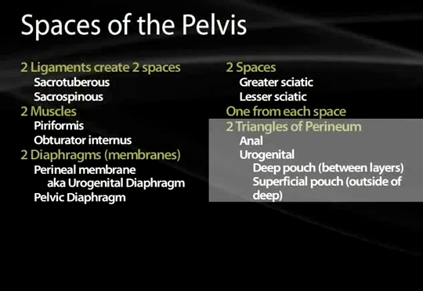The perineum is diamond-shaped, so there's a triangular anal triangle posteriorly, and at 90 degrees to this, there's a urogenital triangle which hangs inferiorly. The urogenital triangle is then divided into two pouches. There's a deep pouch, which is deep to the perineal membrane, and there is a superficial pouch, which is everything of the external genitalia that will be outside the perineal membrane.